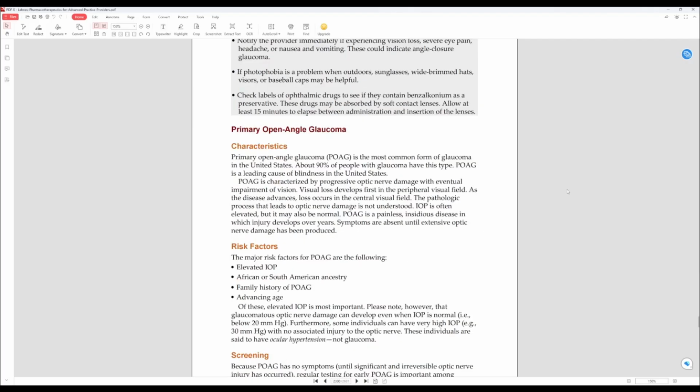If photophobia is a problem, when outdoors, sunglasses, wide-brimmed hats, visors, or baseball caps may be helpful. And finally, check labels of ophthalmic drugs to see if they contain benzalkonium as a preservative. These drugs may be absorbed by soft contact lenses. Allow at least 15 minutes to elapse between administration and the insertion of the lens.